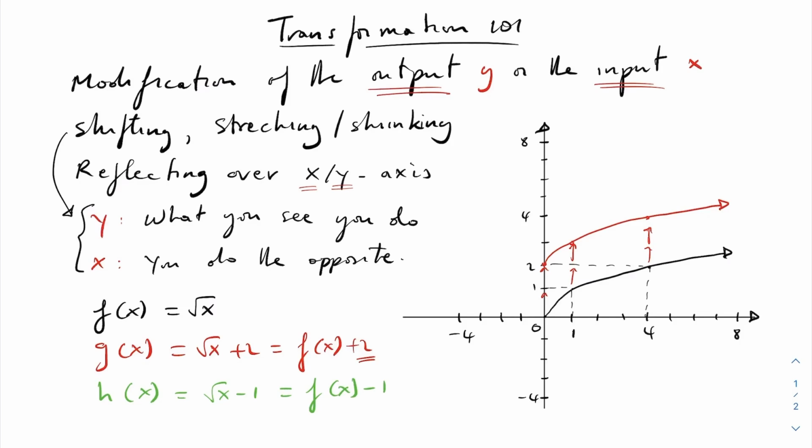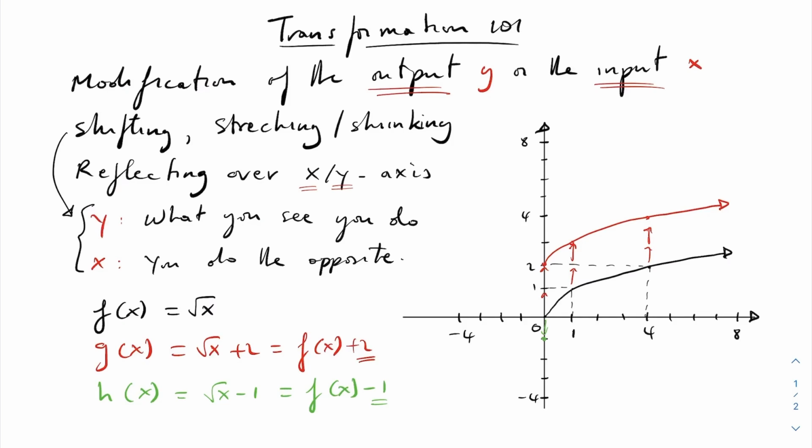Next, let's look at what happens when you subtract 1 from the function. Our function h of x here is going to be the same as the function f of x, but all the y outputs are going to be shifted down by 1. And so you're going to have the point (0, 0) here finding itself at coordinate (0, -1).